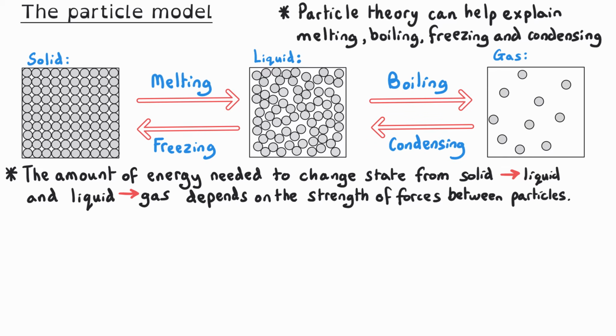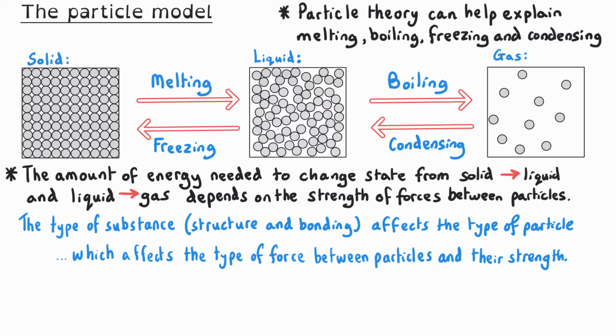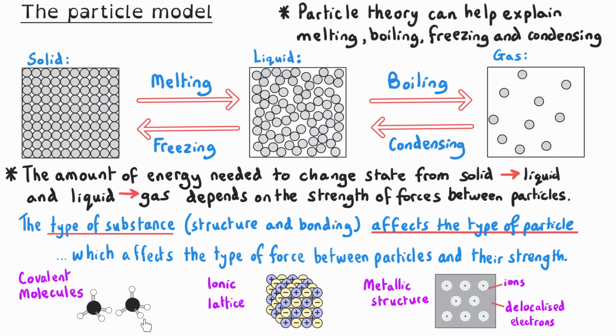The amount of energy needed to change state from solid to liquid and liquid to gas will depend on the strength of the forces between the particles. The type of substance itself, so that means its structure or its bonding, will affect the type of particle a substance is made up of. This could mean we're talking about molecules, or we could be talking about ions in a lattice. And this will affect the type of force between the particles of that substance and the strength of these forces.